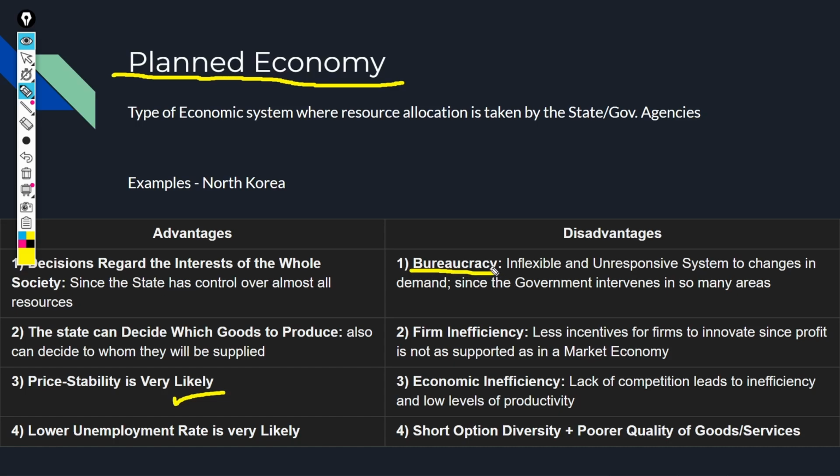Basically, since firms don't have an incentive to make a profit, which is the main reason, they're less likely to innovate and they'll become less productive, since they have no reason to make new products to maximize profits. And also, due to this, there'll be less option diversity for people when choosing things, and there'll also likely be worse quality of goods and services.